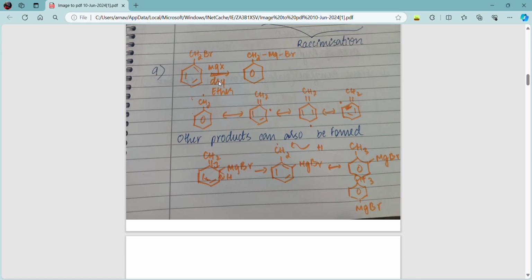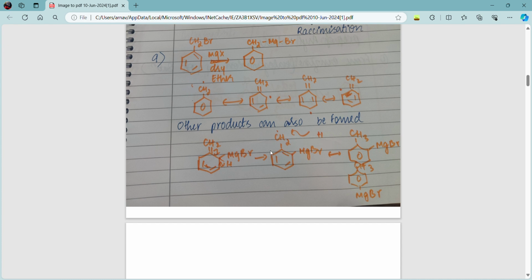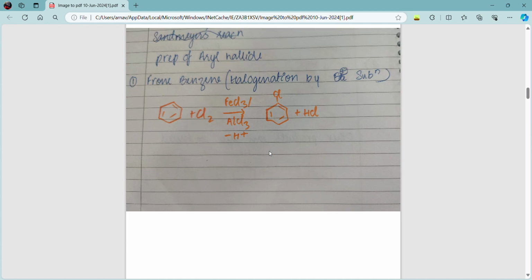These are some examples. If you have a phenyl ring connected to an alkyl halide, when this bromine goes, this free radical will resonate with this ring. So the MgBr can either be put at the ortho position or the para position. That is also one possibility.